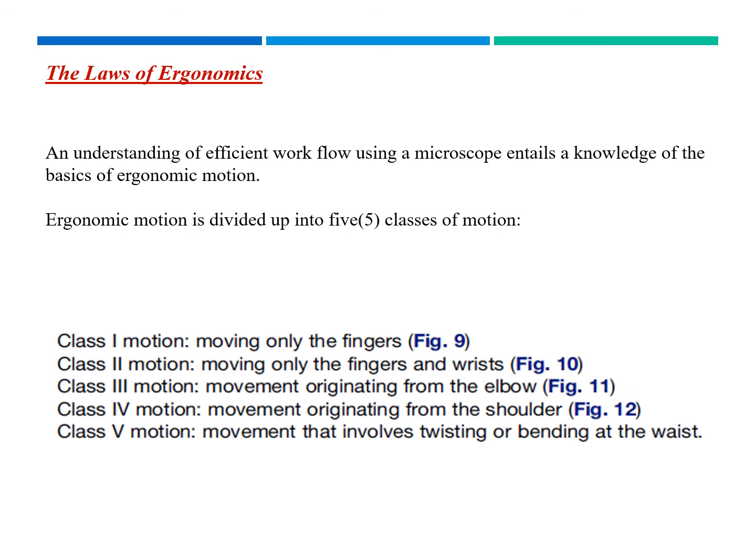The law of ergonomics states that an understanding of efficient workflow using a microscope entails knowledge of the basis of ergonomic motion. The law of ergonomics is basically divided into 5 classes of motion. Class 1 motion is where only your fingers move. Class 2 motion is where your fingers and your wrist move. Class 3 motion is movement originating from the elbow. Class 4 is from your shoulder, and class 5 involves twisting or bending at the waist.